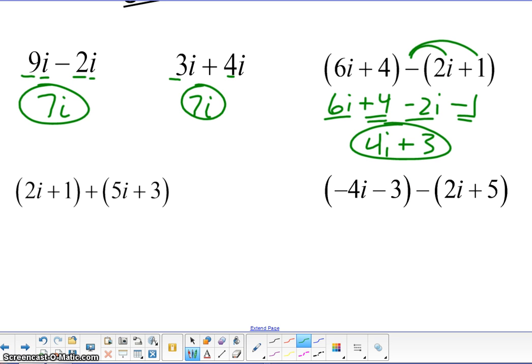Go ahead and push pause for the next two. See if you can get the correct answer of 7i plus 4, and see if you can get -6i minus 8. And we'll check those in class.